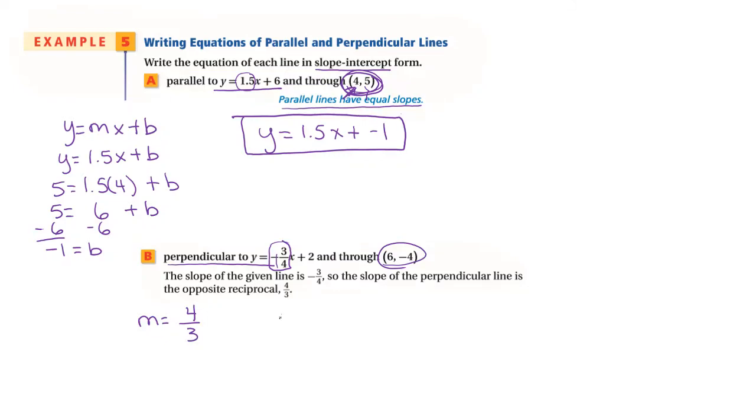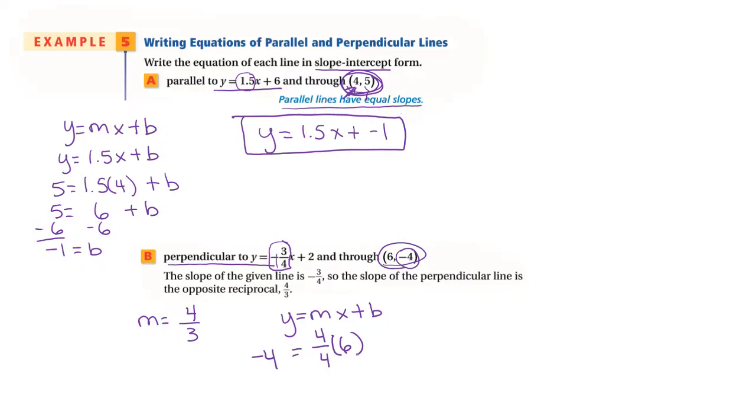All right, so remember our slope-intercept form is y equals mx plus b. Now we have our slope, so we're going to go ahead and put that in for 4/3. And our y we see is -4, so let's put -4 in place of our y. Our x we see is 6, so make that 6.